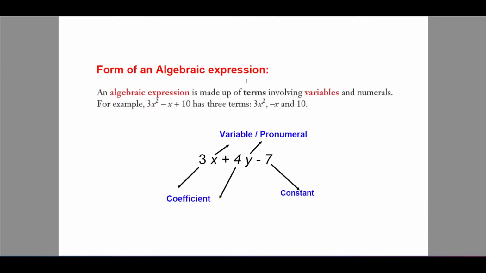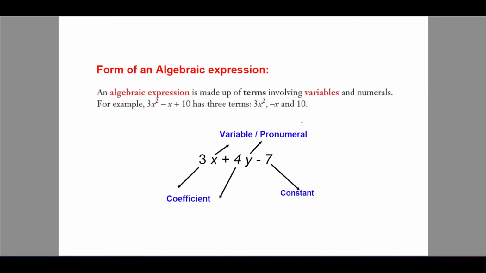Right, so these are the form of an algebraic expression. So as you already know, an algebraic expression is made up of terms involving variables and numerals. For example, 3x squared minus x plus 10 has three terms: 3x squared, minus x and 10. Now the variables in this case are the x, okay, that's the variable. So as you can see, 3 is the coefficient. Now a coefficient is basically a number in front of a variable. So in this case, 3 is the coefficient of the term 3x. 4 is the coefficient of the term 4y.